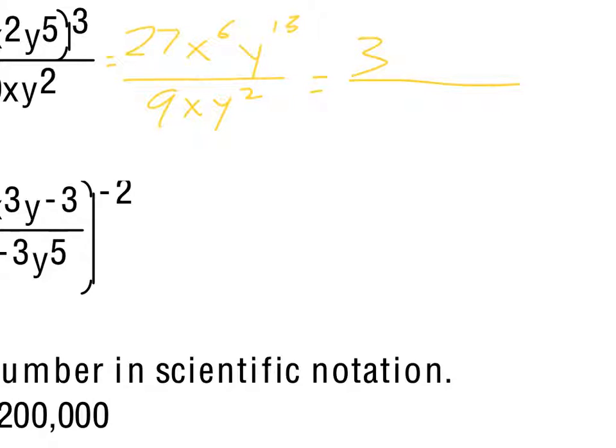The x's will also reduce, and all I look at there is the 6 is bigger than the 1, so I get an x to the 5th on top. 6 minus 1 is 5. And with the y's, the 15 is bigger than 2, so I actually end up with a y to the 13th on top as well. So I really don't need this area here, because I don't have a fraction anymore. It's really just the 3x to the 5th, y to the 13th is what we're looking at there.